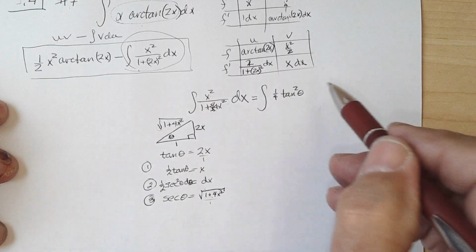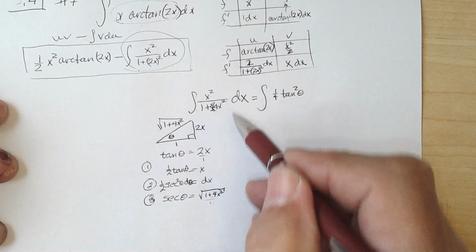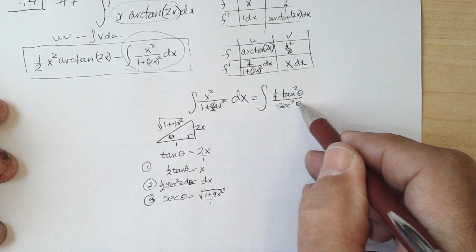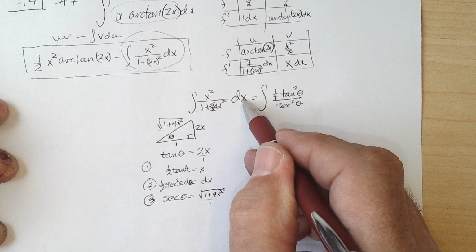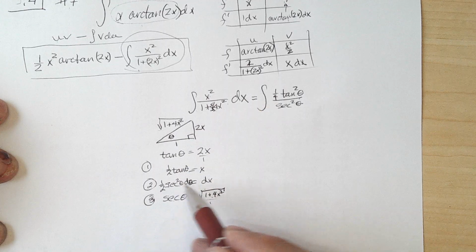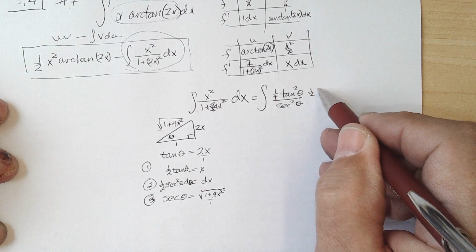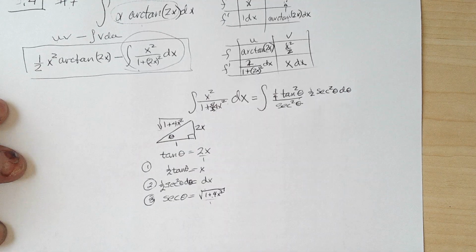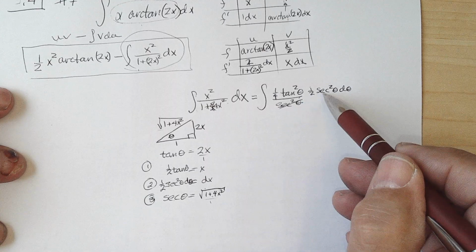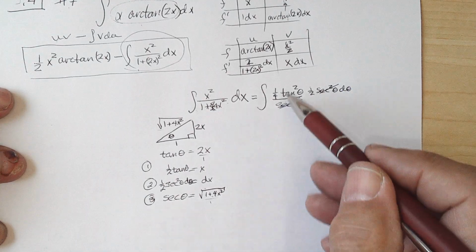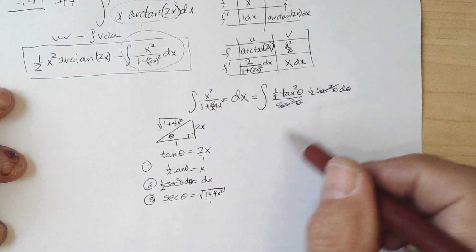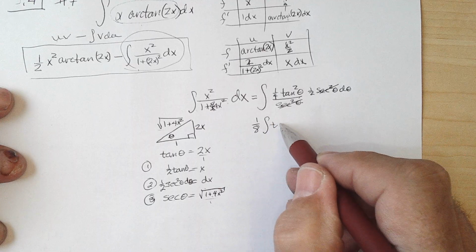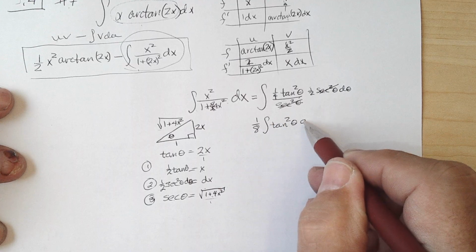And then this denominator is this squared, so that's secant squared theta. And then the dx is 1/2 secant squared theta d theta. All right, so the secant squareds can cancel. And so I got 1/2 times a 4th times 1/2, which is 1/8, the antiderivative of tangent squared theta d theta.